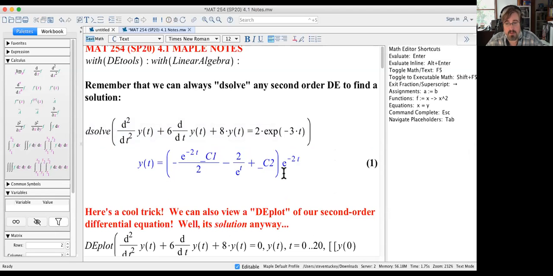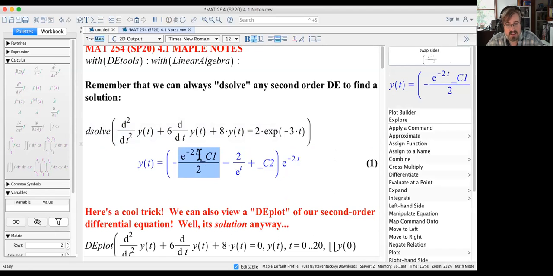Hey, look at what it came up with. There's a constant 1 times e to the minus 2t. When I multiply that through by e to the minus 2t, I get e to the minus 4t, and there's a constant 1 sitting there. The last term is going to be c2 times e to the minus 2t, and the middle term is going to be that particular solution, negative 2 e to the minus 3t. It works. Our analytic method gets us the solution that Maple backs up.